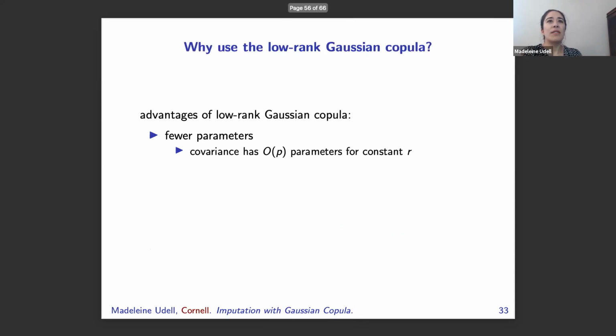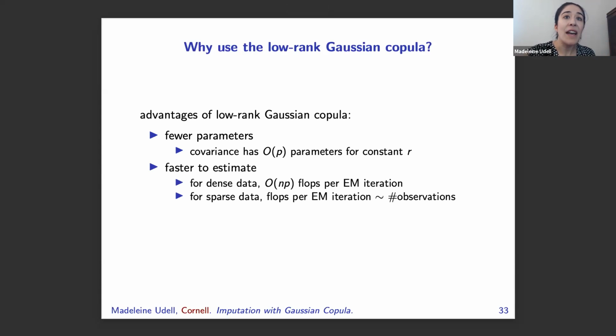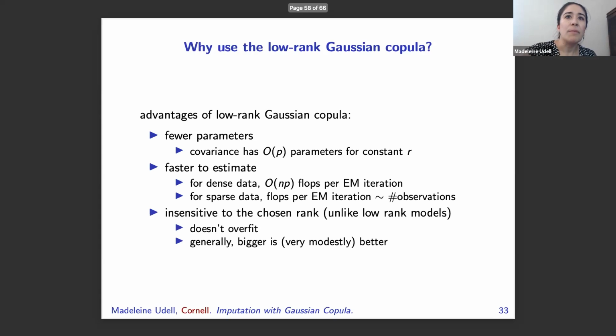So why would you do this? It has fewer parameters, order P parameters, where P is the number of features. So it's pretty important to be able to estimate these models for large feature sets. It's also much faster to estimate. For dense data, you have NP flops per iteration of the EM algorithm. For sparse data, the number of flops is proportional to the number of observations. It's not sensitive to the rank of the model you choose, unlike low rank models.